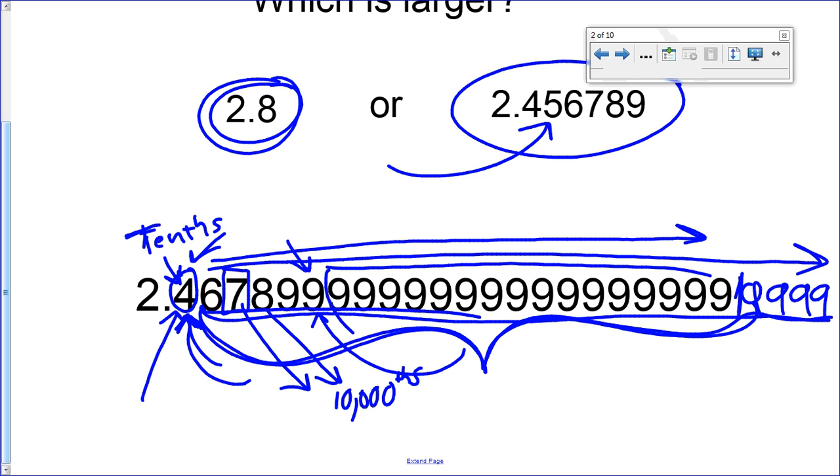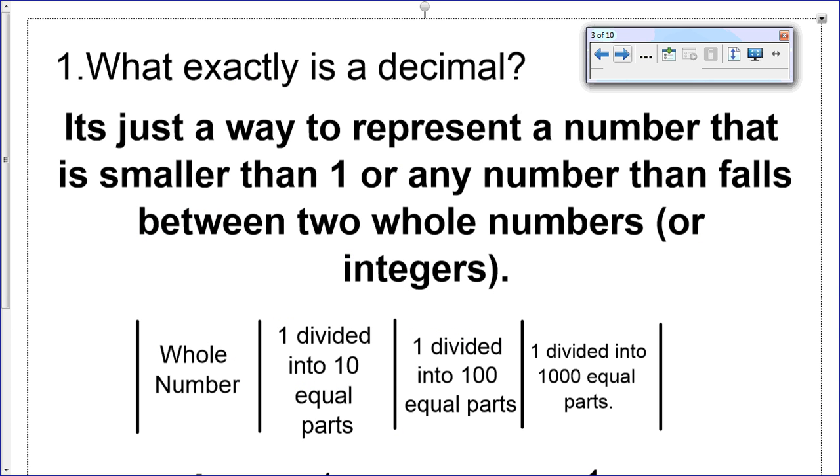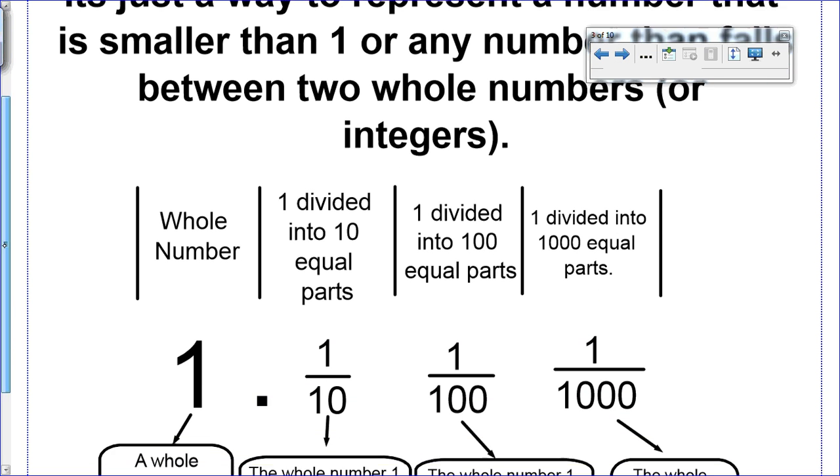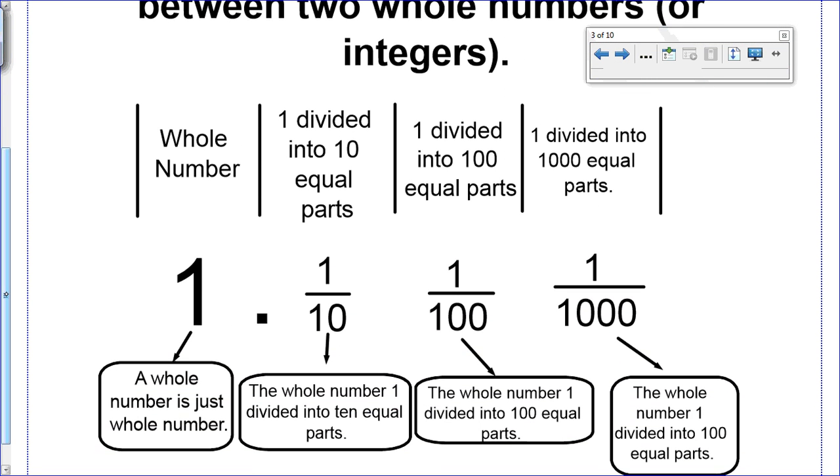So here is why. First of all, we're going to start out with, what exactly is a decimal? A decimal is just a way to represent a number that is smaller than 1, or any number that falls between two whole numbers or integers. You kind of use the terms whole number and integers interchangeably here. They're not interchangeable, but we can stick with whole numbers just to illustrate the point. But integers would actually be the proper thing, because all this works with negative numbers as well as positive numbers.